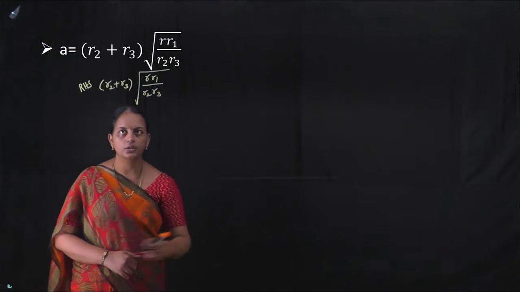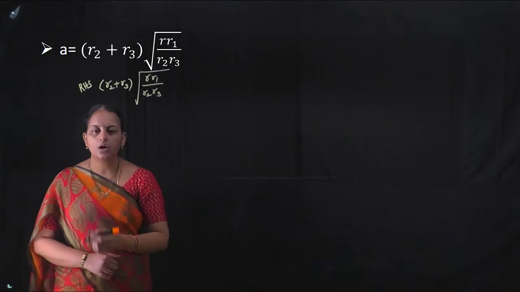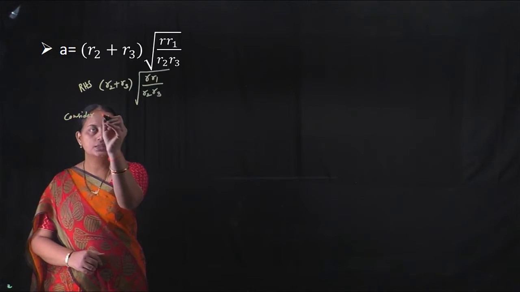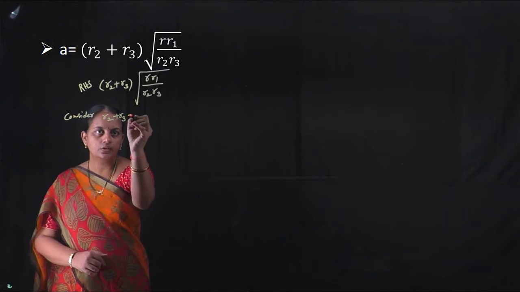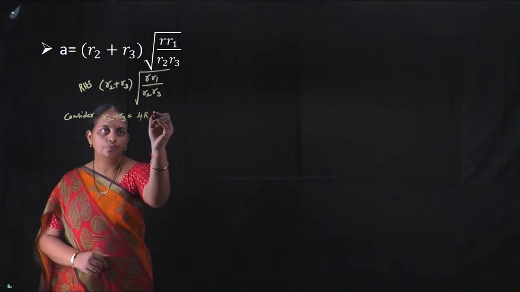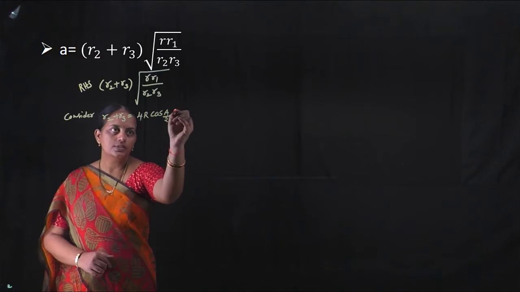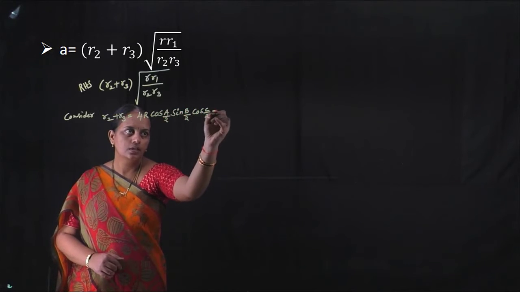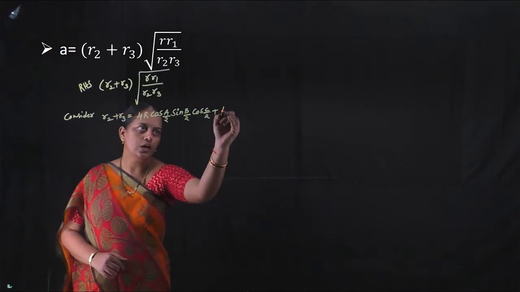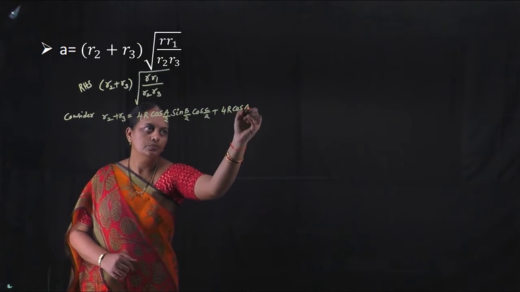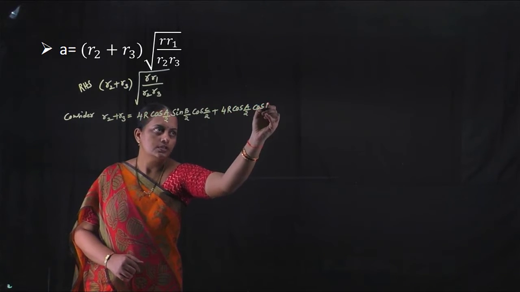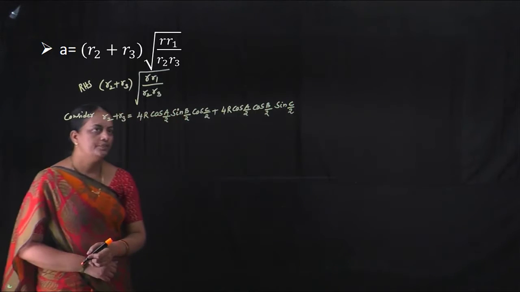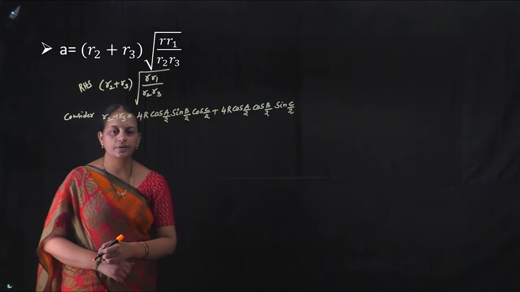First, we have to find the value of R2 plus R3. That's why consider R2 plus R3. We know that R2 is equal to 4R cos A by 2 sin B by 2 cos C by 2, plus R3, which means 4R cos A by 2 cos B by 2 sin C by 2. From these two terms, we have 4R cos A by 2 as common.